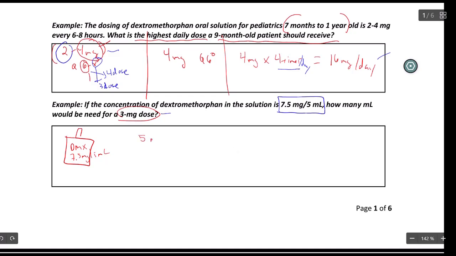If you wanted to give a child 3 milligrams, how much of this liquid would you pour out and dose to the patient? We should be familiar with this. You know that every 5 mLs is 7.5 milligrams. How many mLs if you want 3 milligrams? I'm multiplying this by 3. And if I do that, I should get about 2 mLs. So 2 mLs of this liquid right here will give us the dose of 3 milligrams.